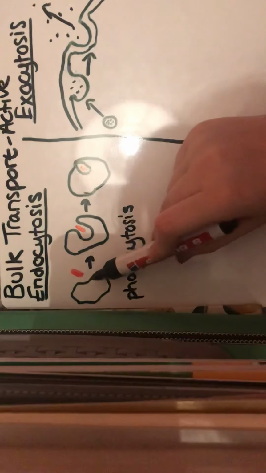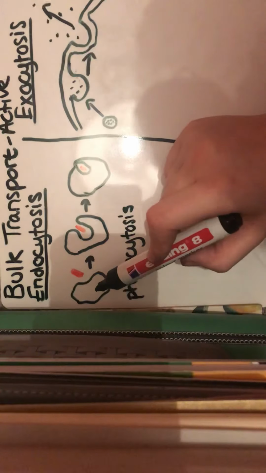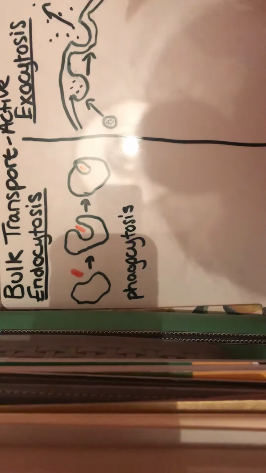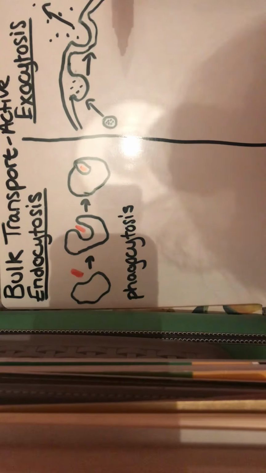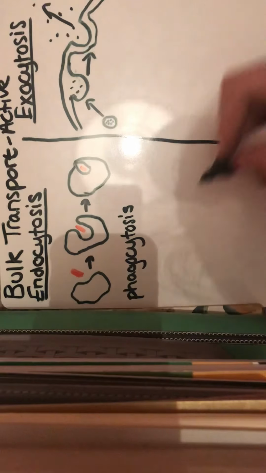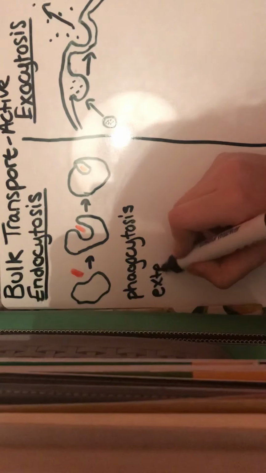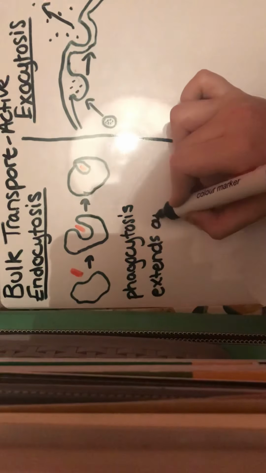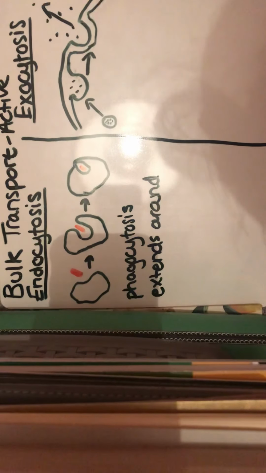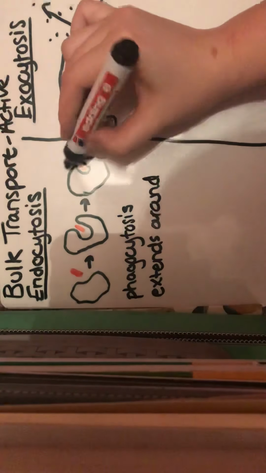And at this stage here we can see the phagocytic cell might be a neutrophil, and it approaches, this might be a bacterium for example, and then we've got it extending around the bacterium. And then the bacterium is now enclosed within a phagocytic vesicle or a phagosome, so that is what this is.